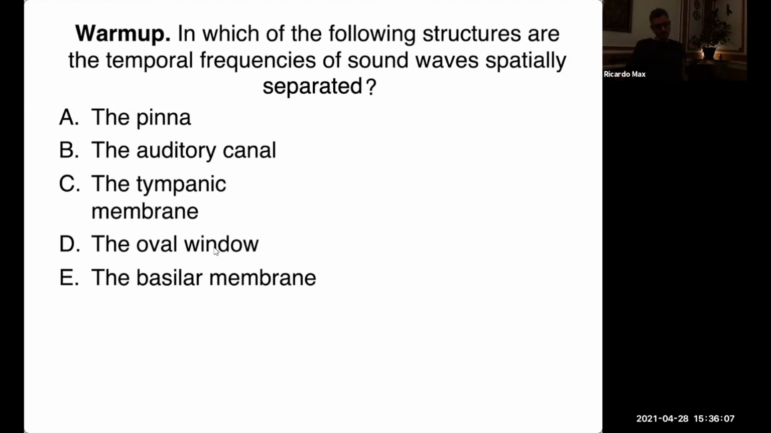The oval window, the same. So it's in the basilar membrane, in the cochlea, where the different frequencies of sound are analyzed and separated. And today we are going to talk a lot about it. So half of you got it right. It's E. Let me close it.